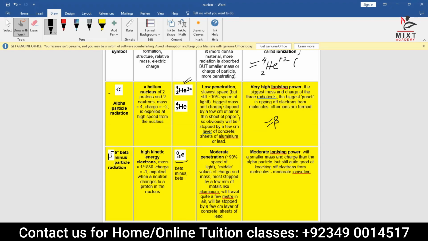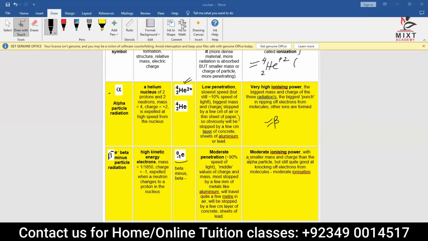Now the next, ionization power. They have an ionization power in between the maximum and the minimum. So just write it down: beta particles have a moderate ionizing power between alpha, beta, and gamma radiations. Just write it down and give me a second.